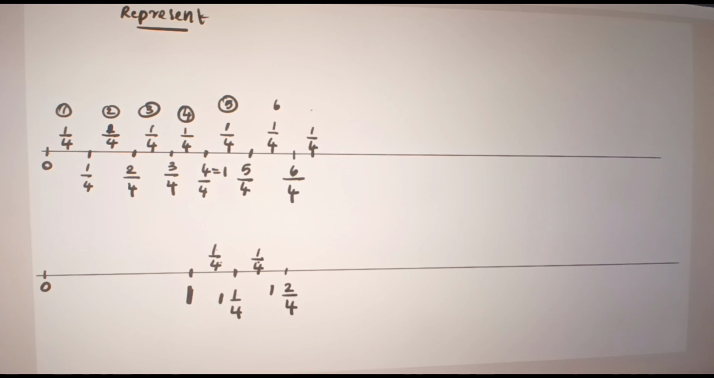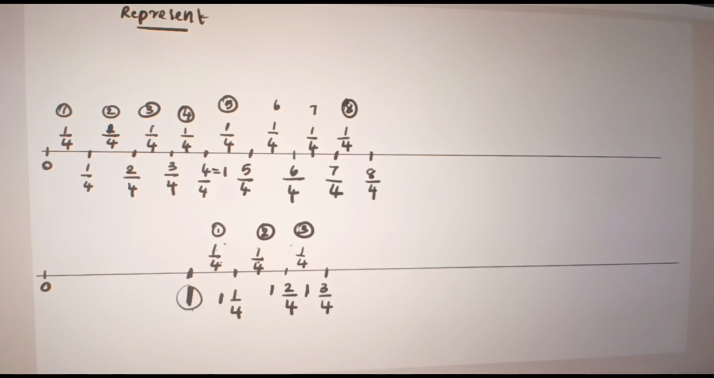So if you add another quarter, now total 7, so 7 over 4. We are counting the quarters from one whole, not from 0. How many quarters are there? 1, 2 and 3, so 3 quarters, so one whole and 3 quarters. So 7 over 4 is 1 whole and 3 quarters. If you add another 1/4, total 8, so 8 over 4 gives you 2 wholes. Now if you add another 1/4, that gives you 9. So now total 9 1/4s are there from 0 to this line. So this line is 9 over 4.